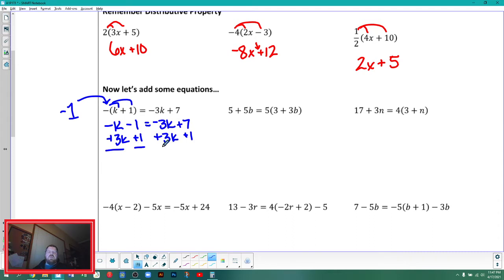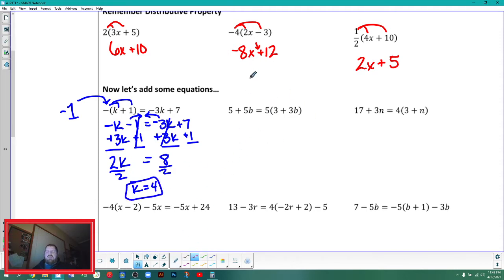If you still want to draw the arrows of what you're doing, I think that's just fine. Moving the k's to the left, numbers to the right. Negative 1k plus 3k is 2k. The x's cancel, numbers cancel. Wow. The k's on that side cancel, and I get 8. Divide by 2 on both sides, and I get k is equal to 4.